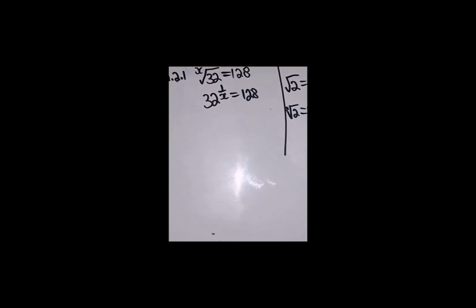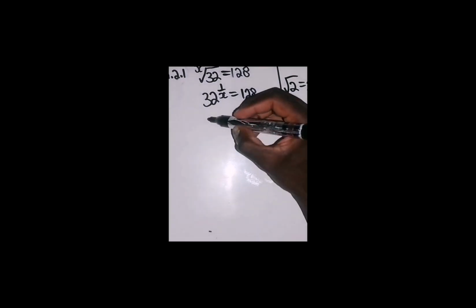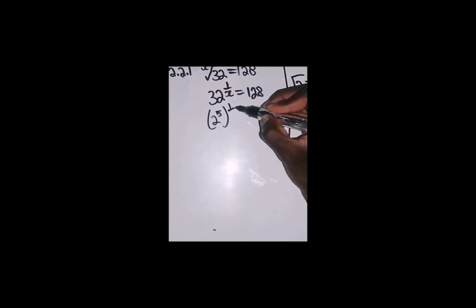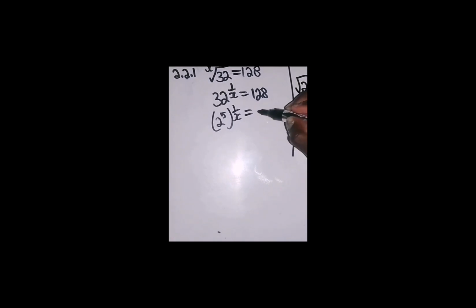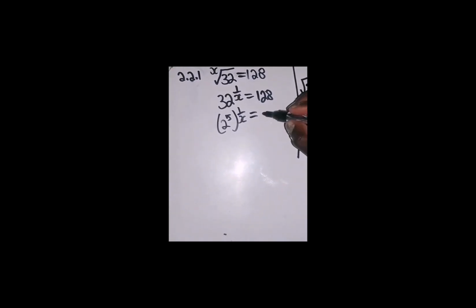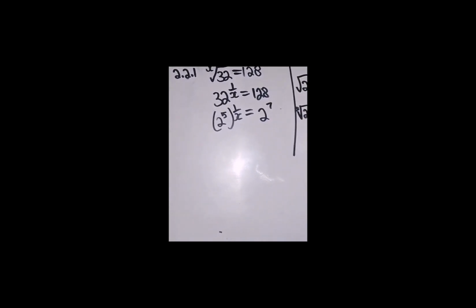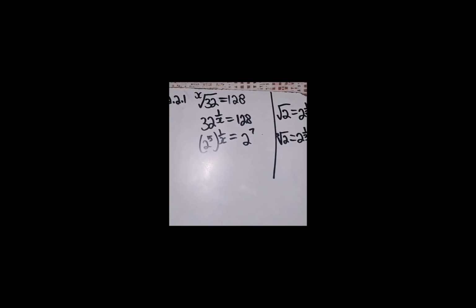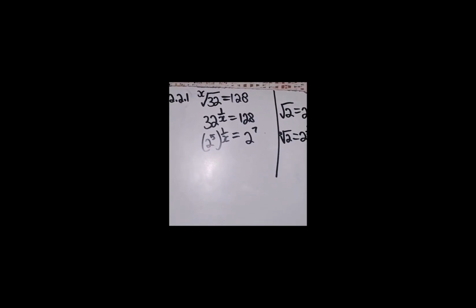Now that we've got to this point, we need to express these two numbers in their exponential form. So 32 can be expressed as 2 to the power 5. This is all raised to the exponent of 1 over x, which is equated to 128, which can be expressed as 2 to the power 7. So when you get to this point, you want to multiply with brackets. So multiply the exponent of 5 with the exponent of 1 over x.